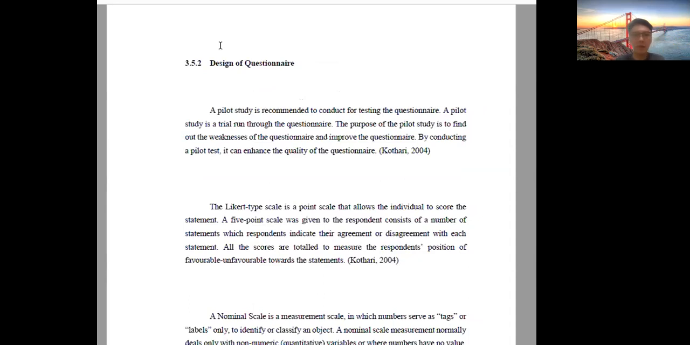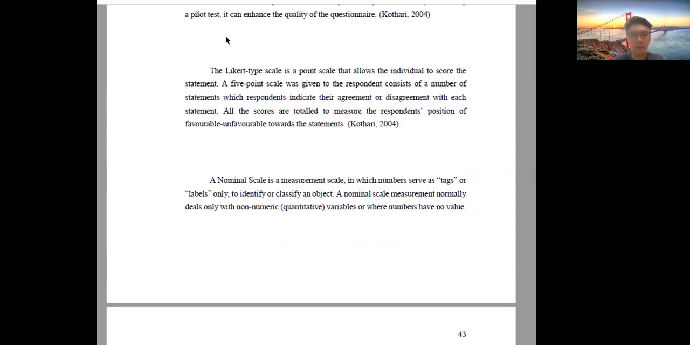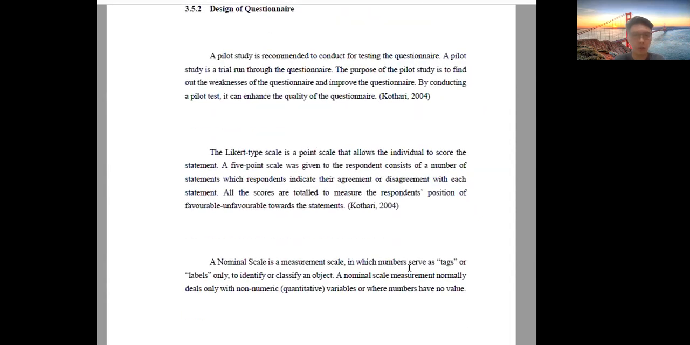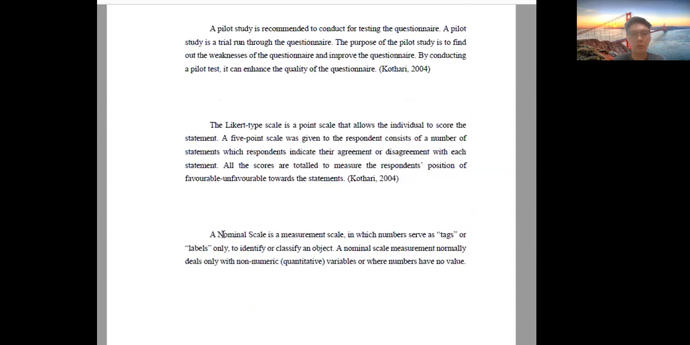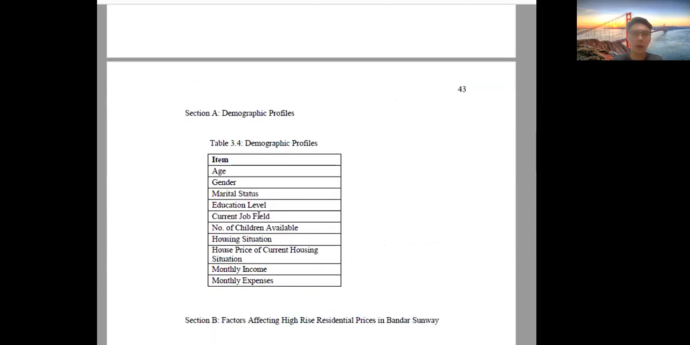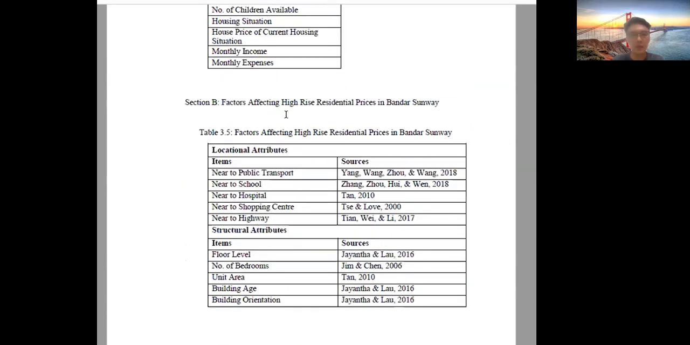So you see, in chapter 3, design of questionnaire, you talk about how you are going to conduct your questionnaire. You say which type of scale you use, how many point scale, and you show section A, what components you included, and section B, what components you included. From this table, this is what I asked you to do just now: item, source, item, source, correct? Now she has already covered them into groups.